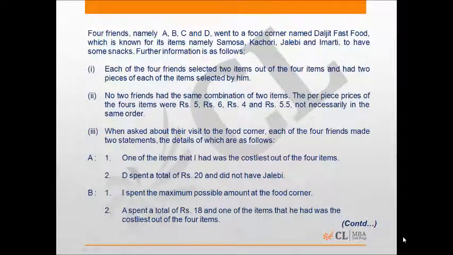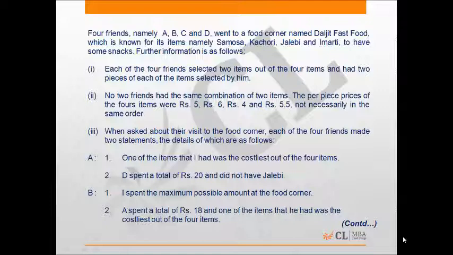This will definitely be a round 3 question. 4 friends A, B, C, D went to a food corner and bought samosa, kachori, jalebi, and imrati. Now each of the 4 friends selected 2 items out of 4 and had 2 pieces of them. No 2 friends has the same combination of 2 items. Per piece prices are given below.